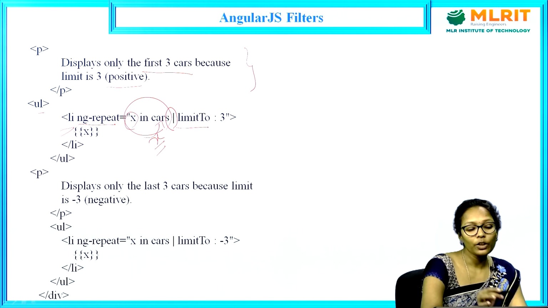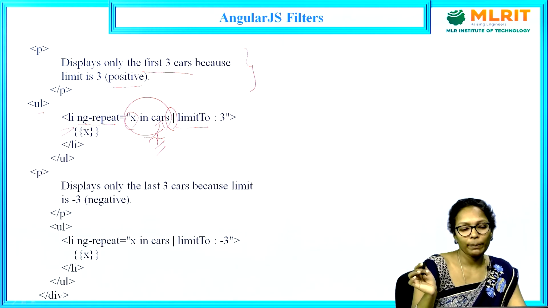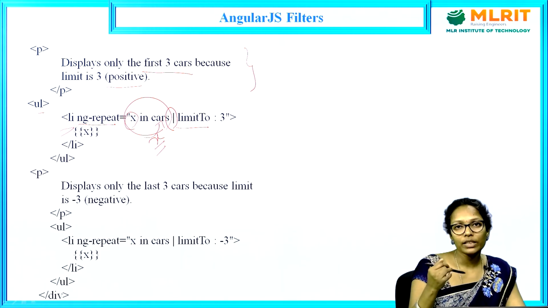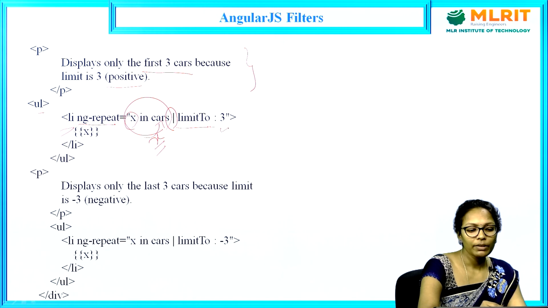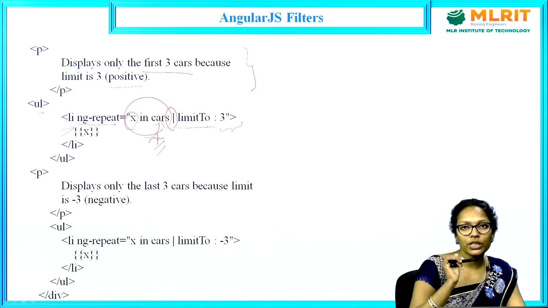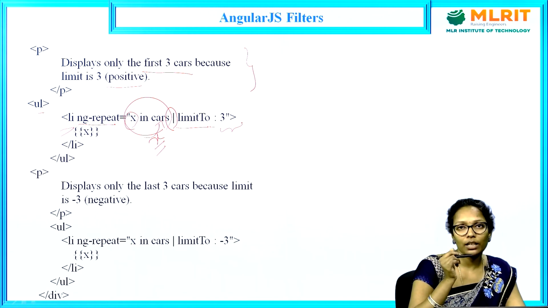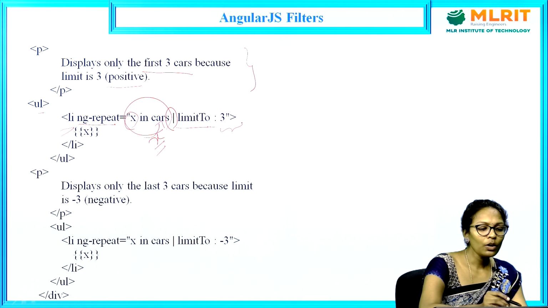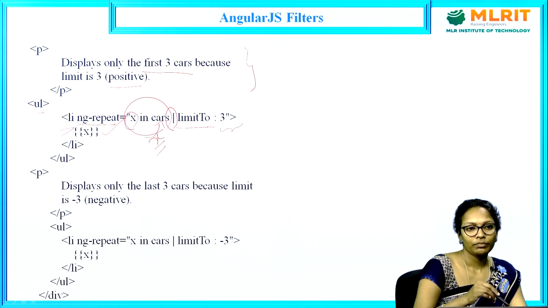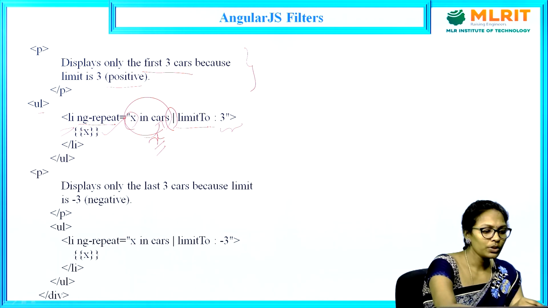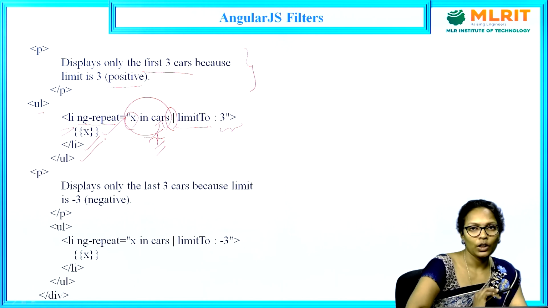What is the filter you are applying? limitTo filter you are applying. And here I am also giving the limit. After the colon, I am giving the limit as 3. It is a positive number. So by default, it will take the top 3. Why top 3? Because I am not specifying any initial beginning index here. So only the top 3 values will be printed here. After the 3rd, it will come out of the loop. That's all. You are closing this list item, you are closing this unordered list.